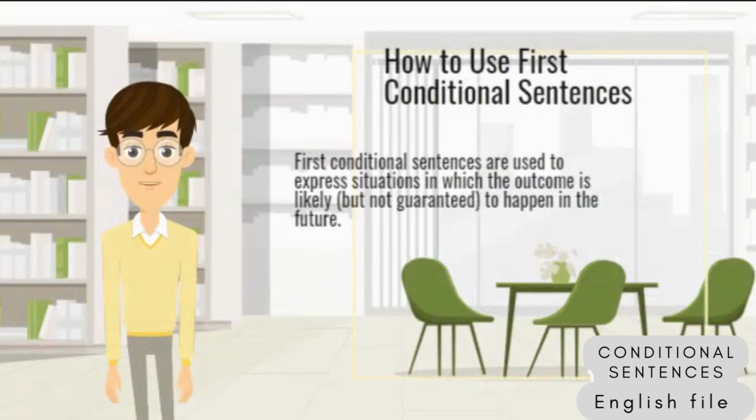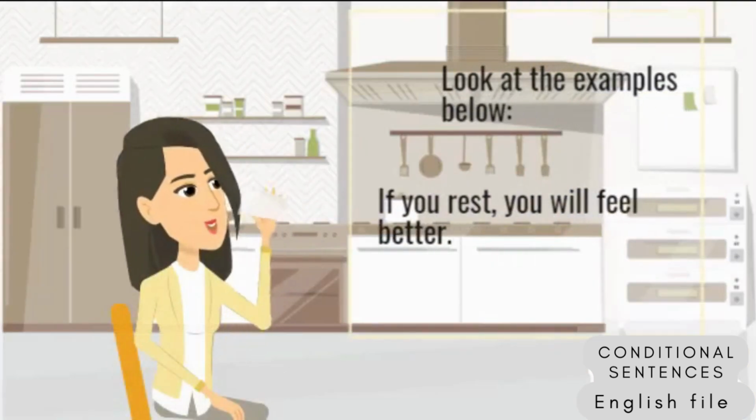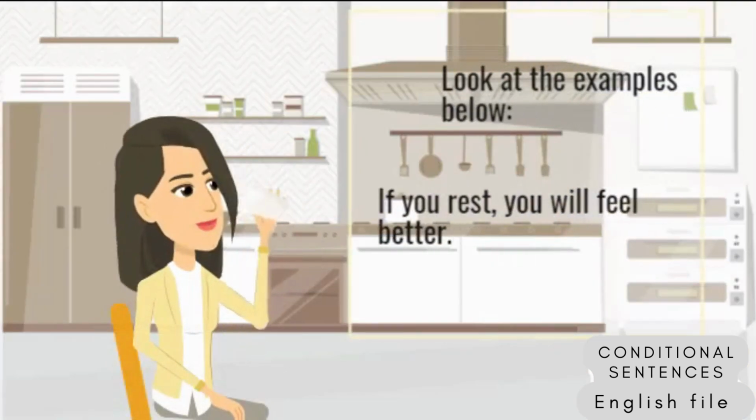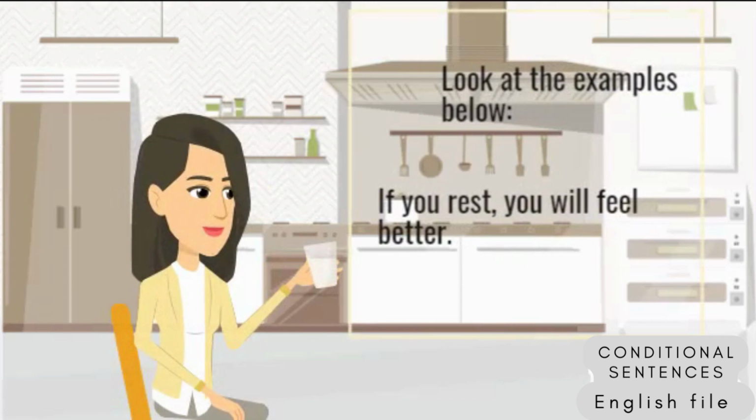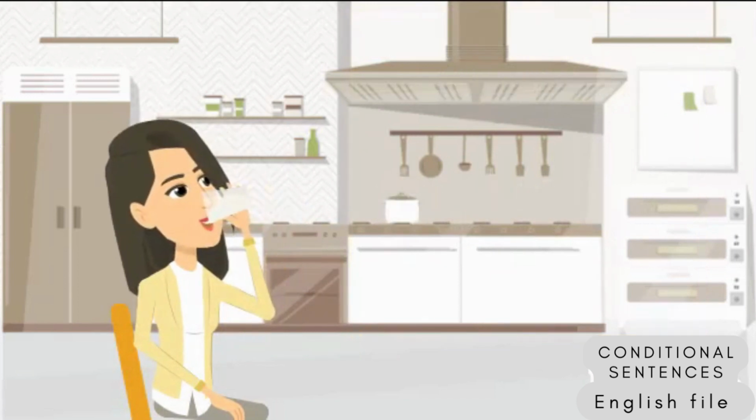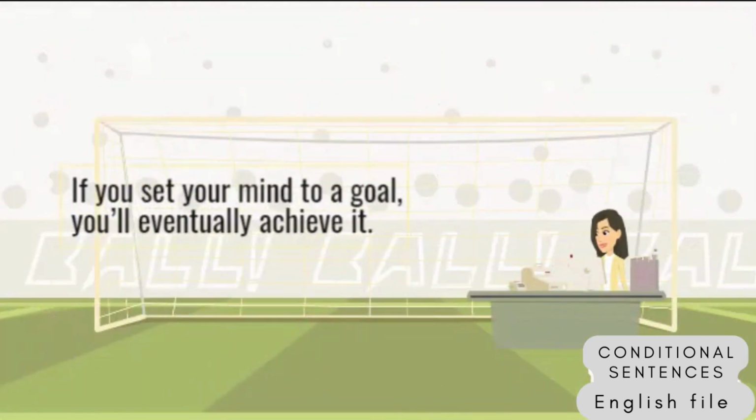How to use first conditional sentences. First conditional sentences are used to express situations in which the outcome is likely, but not guaranteed, to happen in the future. Look at the examples below. If you rest, you will feel better. If you set your mind to a goal, you'll eventually achieve it.